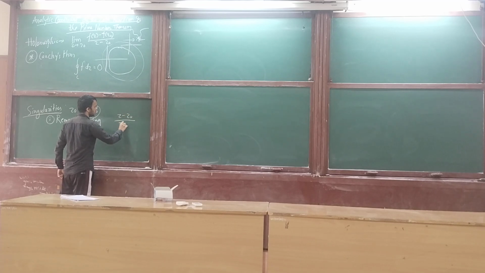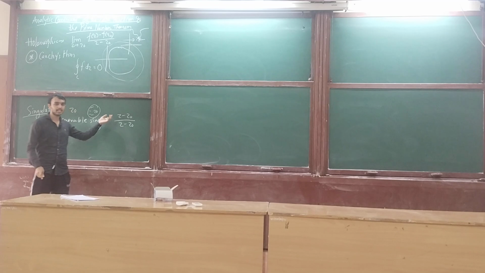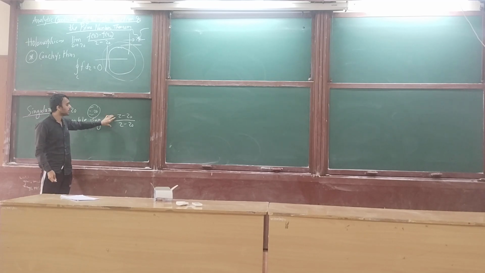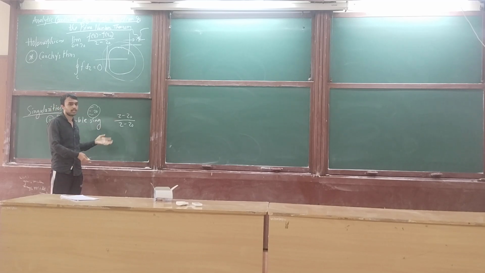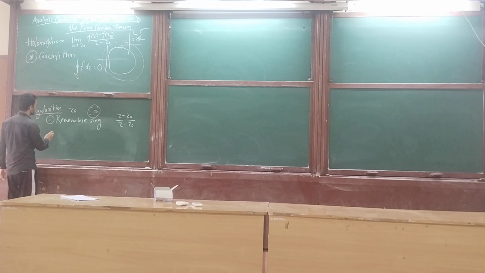Say, in a sense it is not defined at z naught, but you can easily make it defined at z naught. So you can redefine the function at that point so that the function becomes holomorphic at that point. These are called removable singularities.